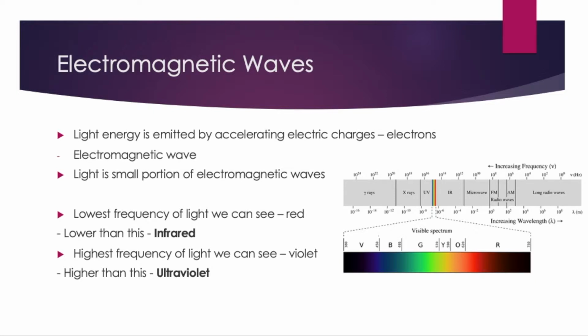The electromagnetic spectrum consists of radio waves, microwaves, infrared light, ultraviolet rays, X-rays, and gamma rays. The lowest frequency of light we can see with our eyes is red, the highest being violet. Waves from the electromagnetic spectrum that are lower frequencies than red are called infrared. Heat lamps give off infrared waves. Electromagnetic waves of higher frequency are called ultraviolet.